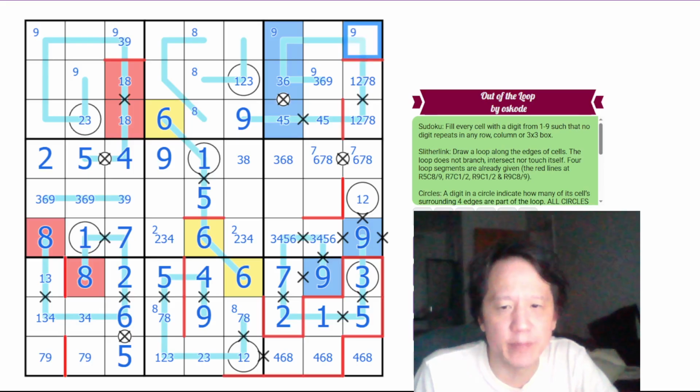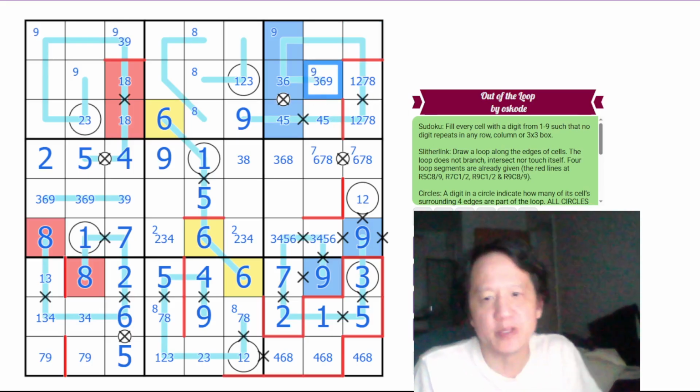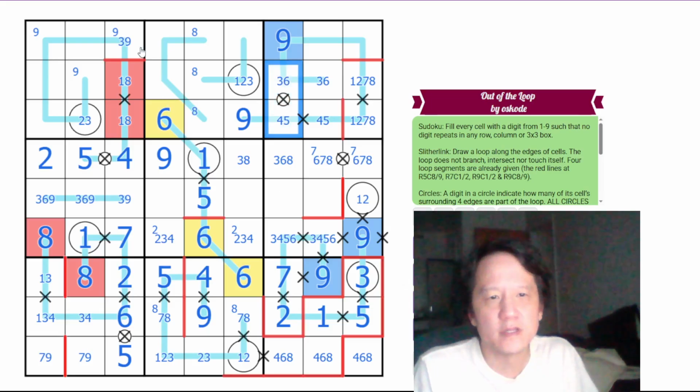This digit cannot be 9. This digit cannot be 9. So now we have a 3-6 pair. This has to be a 9. So this is a 9, which means these aren't blue. That eliminates 9 here, so this is 3. This is 3. This has to be 9 because this can't be 9. This is 3 and 6.